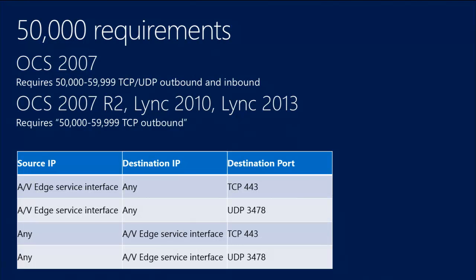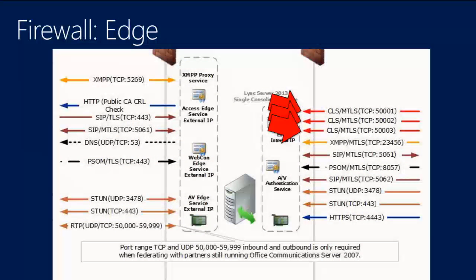The 50,000 requirements. This is probably the most commonly asked question that we get with regards to Edge. And again, I'm not going to go into great detail on this. I have a much deeper dive of the 50,000 ports and media flows in my TechEd session from last year, so I'll get you the link for that. But we get this question, if you look at the documentation back here, you'll see this port range at the bottom left. RDP, UDP, TCP, 50,000 to 59,999.